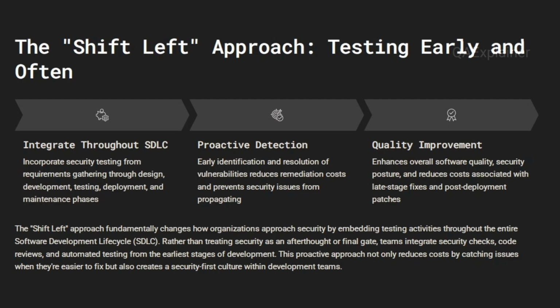Here we are improving software quality and security exposure, so we can reduce the cost associated with late-stage fixing or late-stage validation after post-deployment. The shift left approach fundamentally changes how organizations approach security testing by embedding testing activities or testing techniques in the software development lifecycle, rather than waiting to test later. Okay, and it is a proactive approach that helps reduce the cost by catching issues when they are easier to fix.